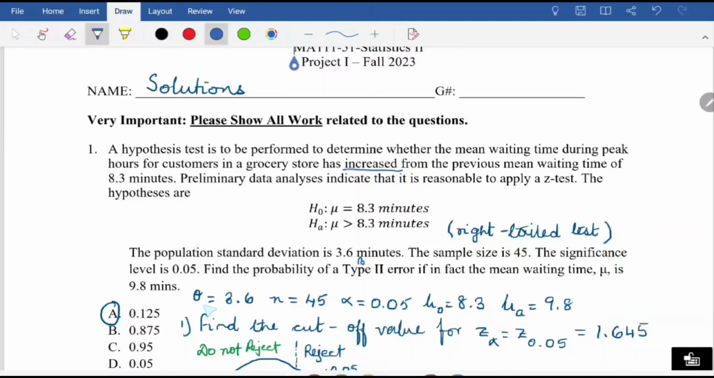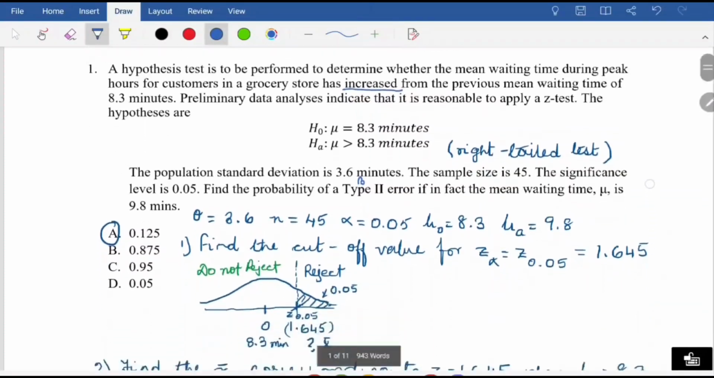Standard deviation sigma is 3.6 minutes. I noted down here n, which is the sample size, is 45. I noted down here alpha is 0.05, which is the significance level. And mu sub 0, which is the null hypothesis mean, is 8.3, and the alternate mean is 9.8, all right? The mean that is assumed to be true instead of the null hypothesis mean.